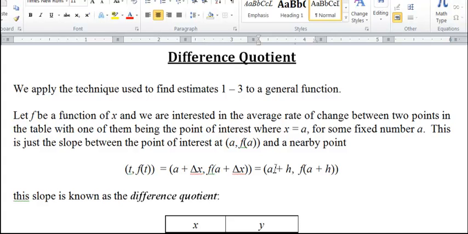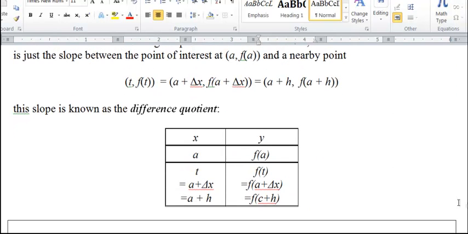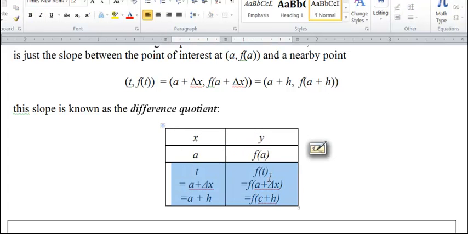to that point. And the nearby point, we could call it t, f of t, but of course t is just a plus some change in x, a plus delta x. And of course then the y would be f of that, a plus delta x. Or since delta x is a little bit harder to write, we could replace delta x by the letter h. So we could write it as a plus h and f of a plus h. So now what we're looking at is our 2 points in the table. One is a, f of a, that's our point of interest, and a nearby point which we might represent the x in one of these 3 ways, and its corresponding y like this.